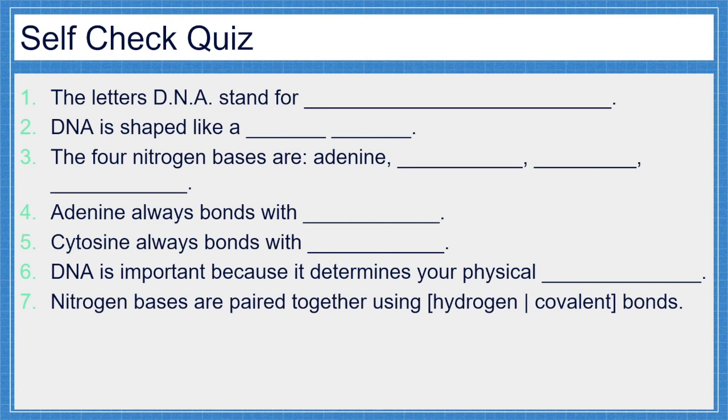Question 1, what do the letters DNA stand for? Question 2, DNA is shaped like a what? 3, the 4 nitrogen bases are adenine, something, something, and something. 4, adenine always bonds with what? 5, cytosine always bonds with what? 6, DNA is important because it determines your physical what? And 7, nitrogen bases are paired together using hydrogen or covalent bonds.